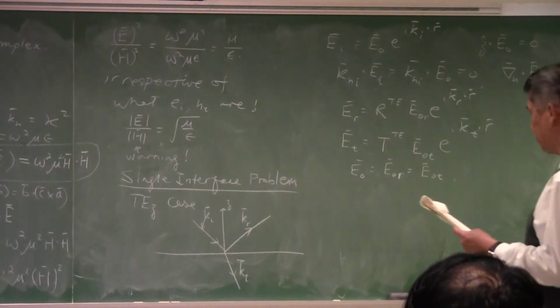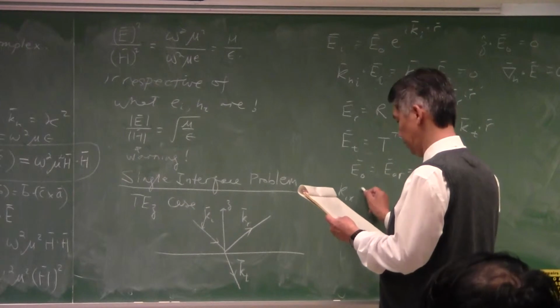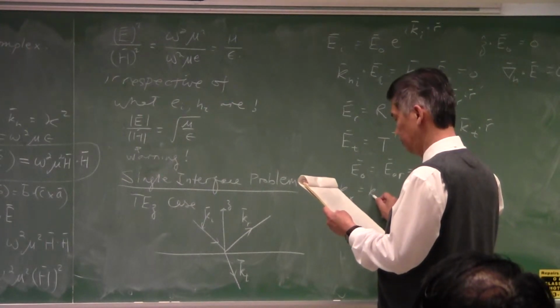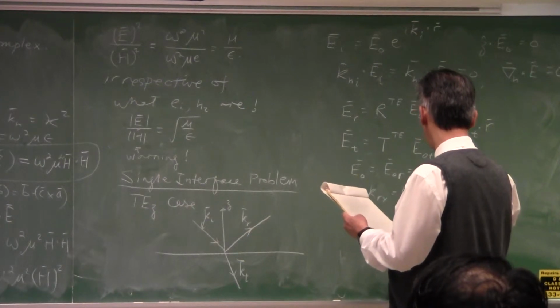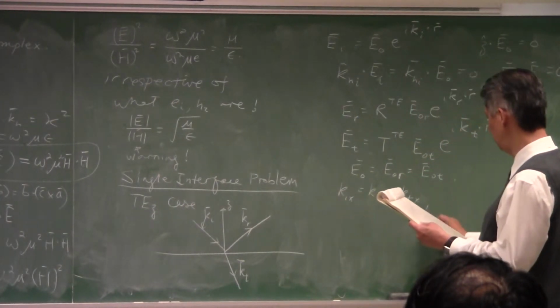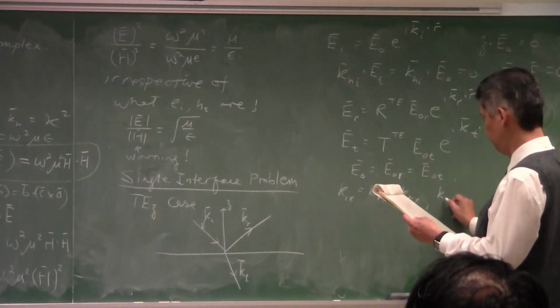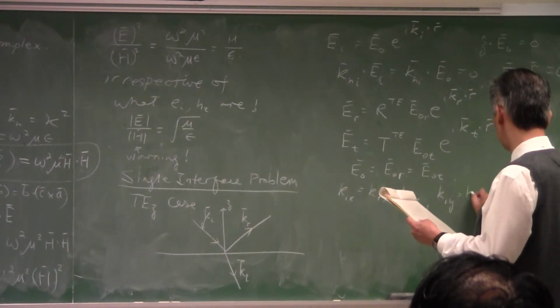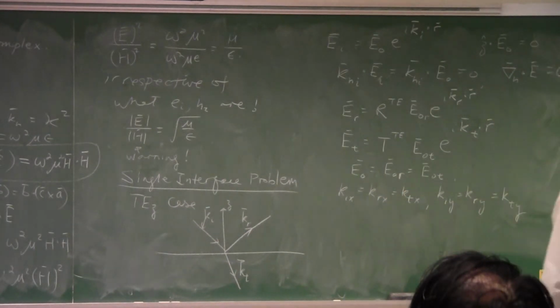And then you need phase matching. You need phase matching, it means that KIX must be equal to KRX must be equal to KTX. They all must be equal for phase matching to be the same, and then KIY must be equal to KRY must be equal to KTY. Okay?